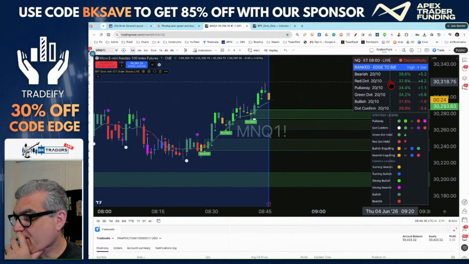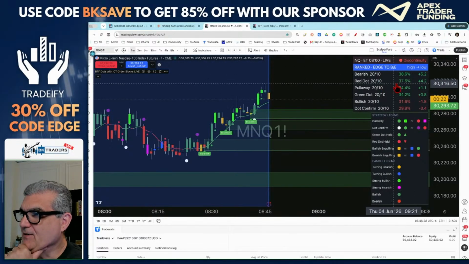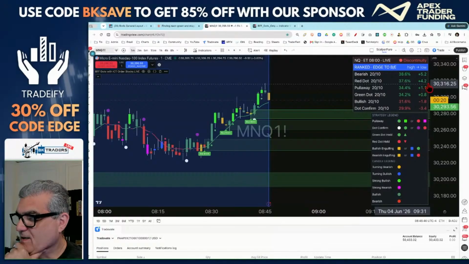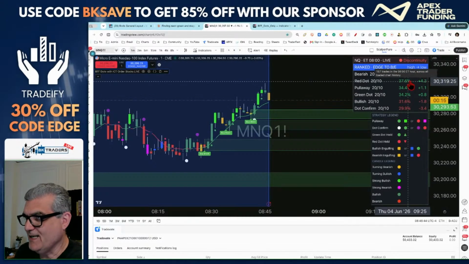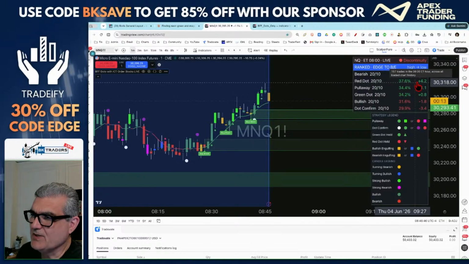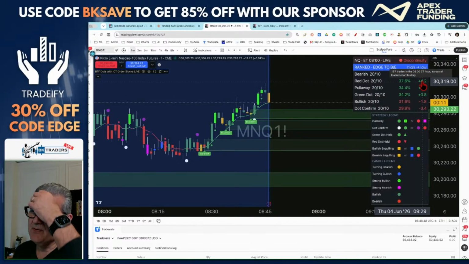So there is the bearish engulfing, the red dots are mildly above break even, right? So this means you're going to lose a little bit less than 2 out of 3 times, but you'll make the money.